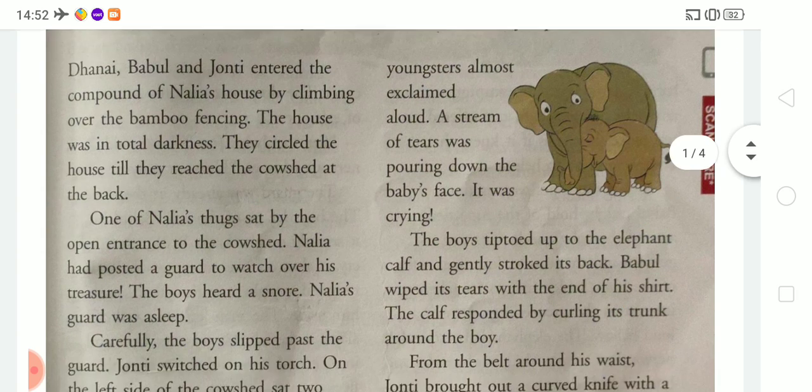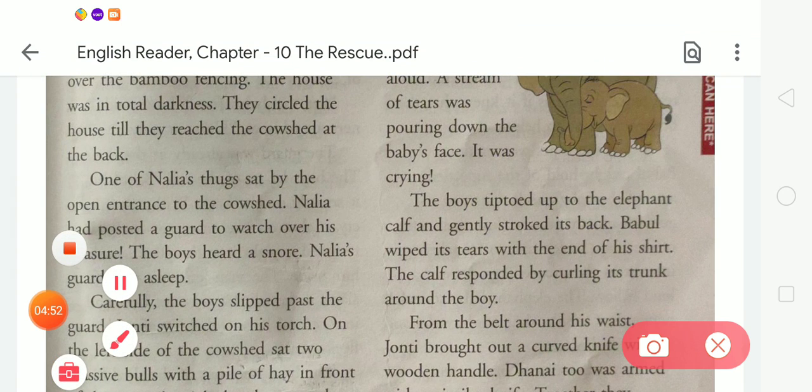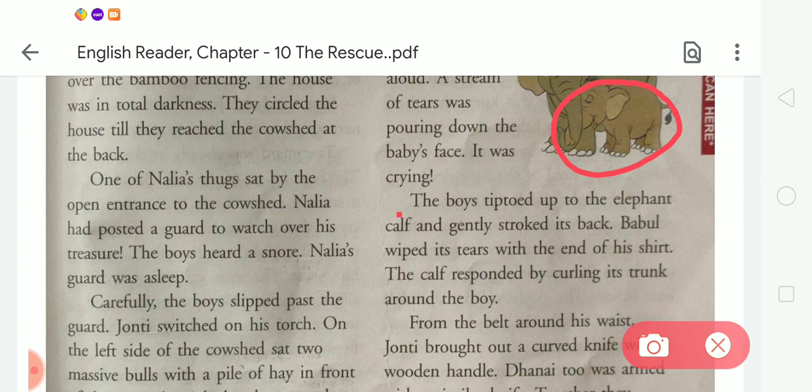One of Nalia's thugs sat by the open entrance to the cow shed. Nalia had posted a guard to watch over his treasure. Students, do you know what the treasure of Nalia is? The treasure of Nalia is this baby elephant. Okay? So the boys heard a snore. Nalia's guard was asleep. Students, what is the meaning of snore? It means noisy breathing when a person sleeps. Okay? So Nalia's guard was asleep.